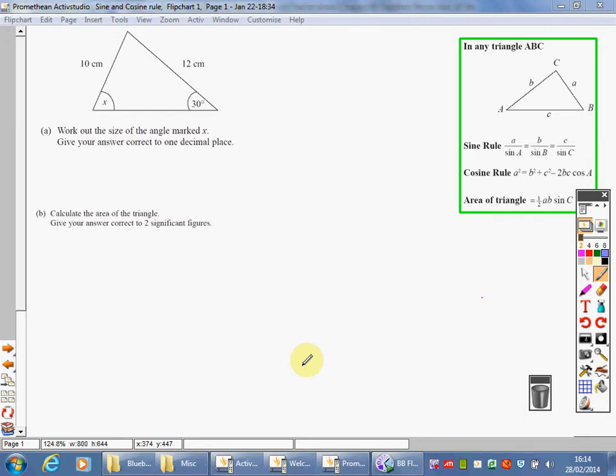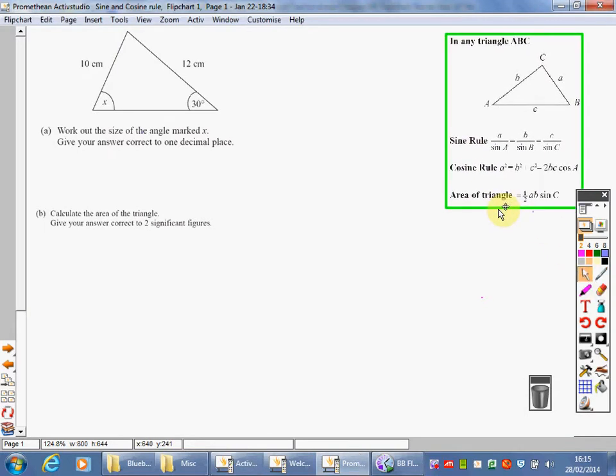This is for the sine and cosine rule and also the area of a triangle using the formula half ab sin C. You don't need to worry about remembering the formulae because you will get given them just like this on the front of your exam paper. They're written out just like that for you.